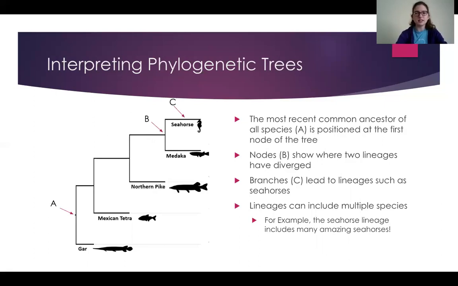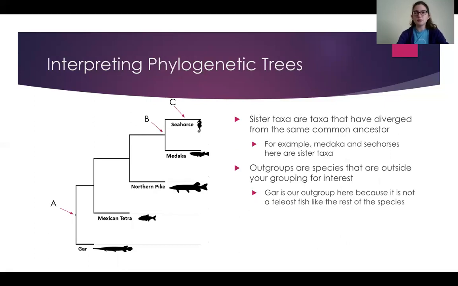And then when we're also looking at a phylogenetic tree, it's important to note that there are different ways we can classify organisms within this tree. So for example, sister taxa are species or taxa that have diverged from the same most recent common ancestor, and this happened at the closest node to them. So for example, seahorses and Medaka are called sister taxa in my phylogeny because they both diverged most recently from this node. However, seahorse is not a sister taxa to the northern pike because the seahorse has not most recently diverged from this node in particular. It's most recently diverged from this node.